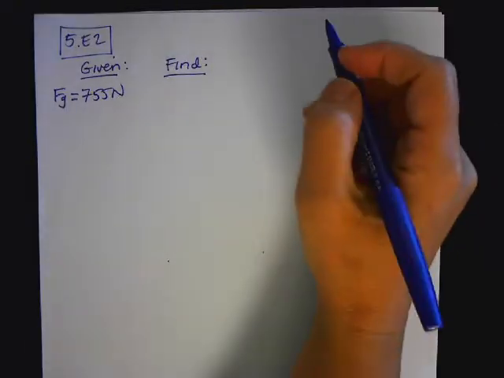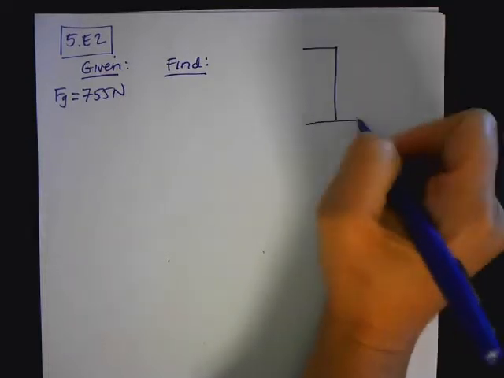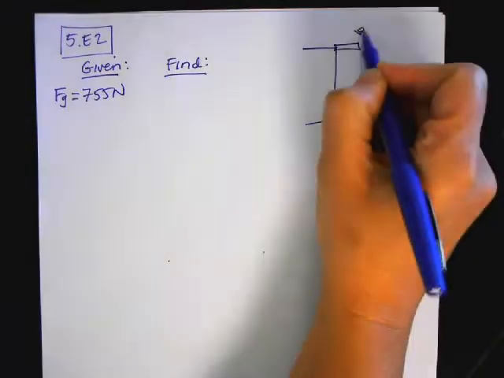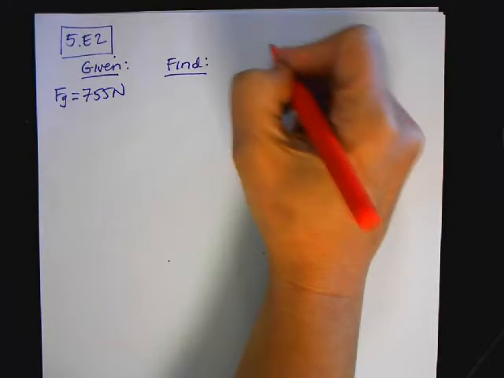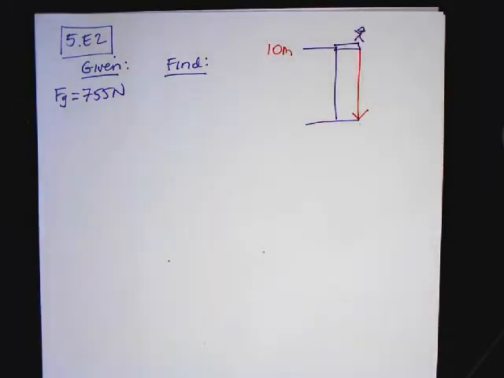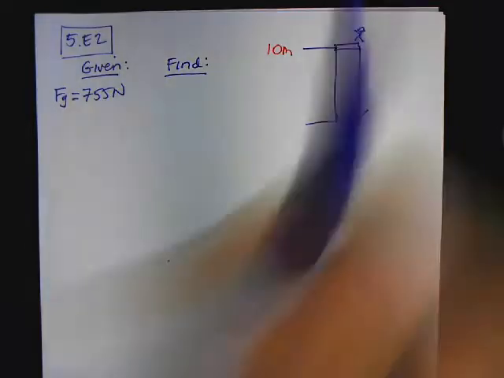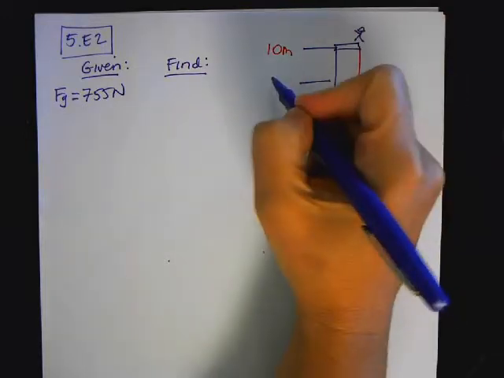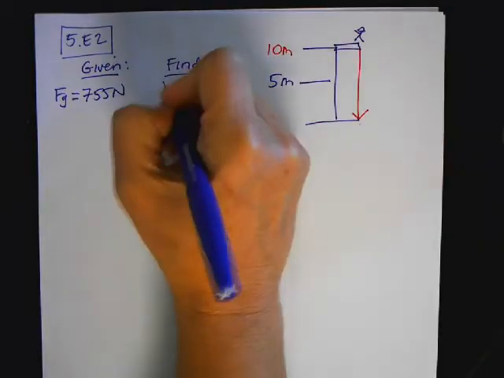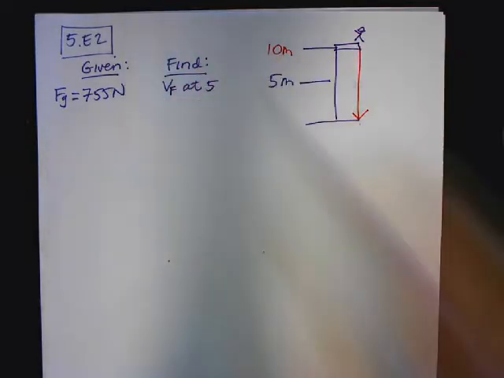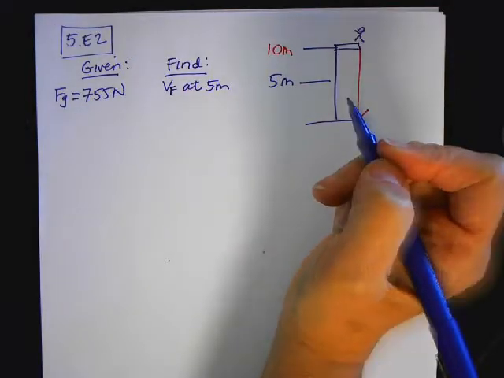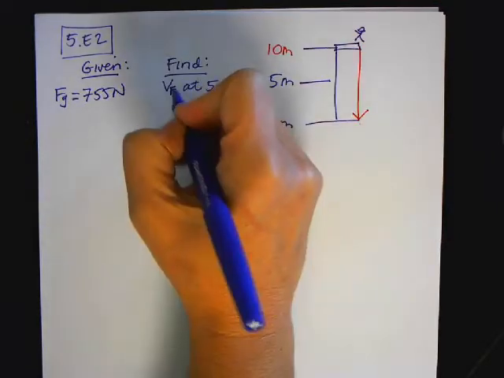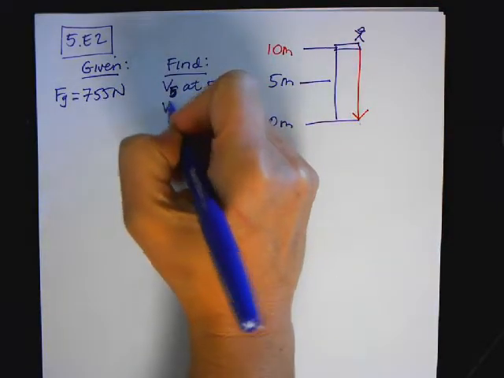So maybe I want to draw a picture to help me conceptualize it. Here's the diver, he's on a board, and now he ends up going down here, and that's 10 meters. Find the diver's speed 5 meters above the water surface. So at 5 meters, I want to find his speed, so I want to find VF at 5. And his speed just before he hits the water, which is at the bottom, which is at 0. So I'll call this V5, and I'm going to call this V bottom.